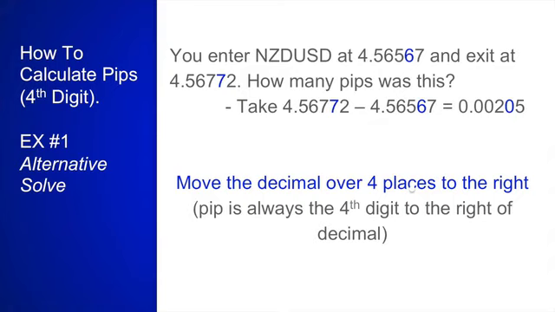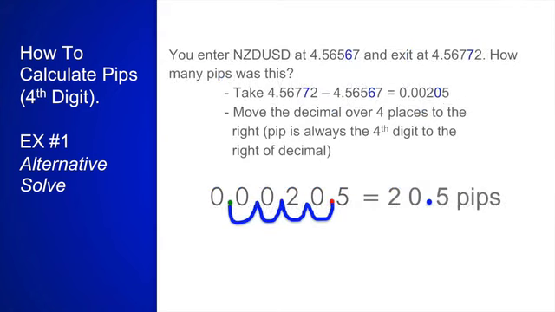If you move the decimal over 4 places to the right, remember, the reason why we're moving it 4 places to the right is because the pip is the fourth digit to the right of the decimal. So if you take that point where it says equals 0.00205 and slide that thing over 4 places, you will get the same answer. So here's what it looks like written out for you, for those of you who are visual people. See how I took the decimal and I slid it? 1, 2, 3, 4 equals 20.5 pips. Super easy. We're going to do another example, don't worry.